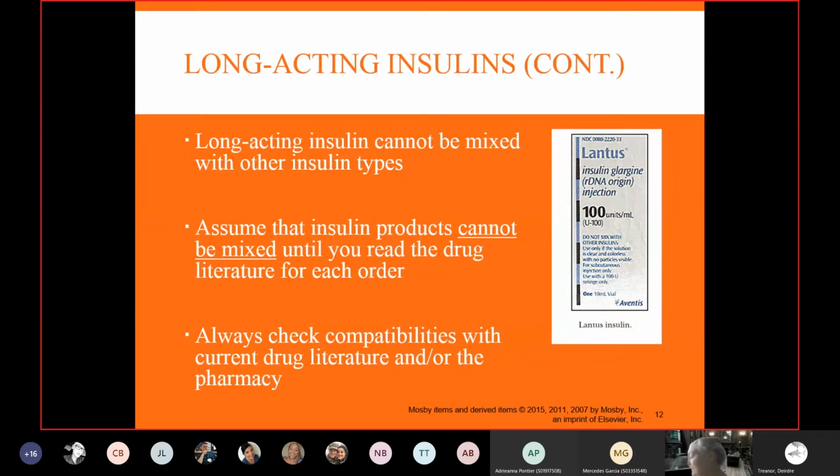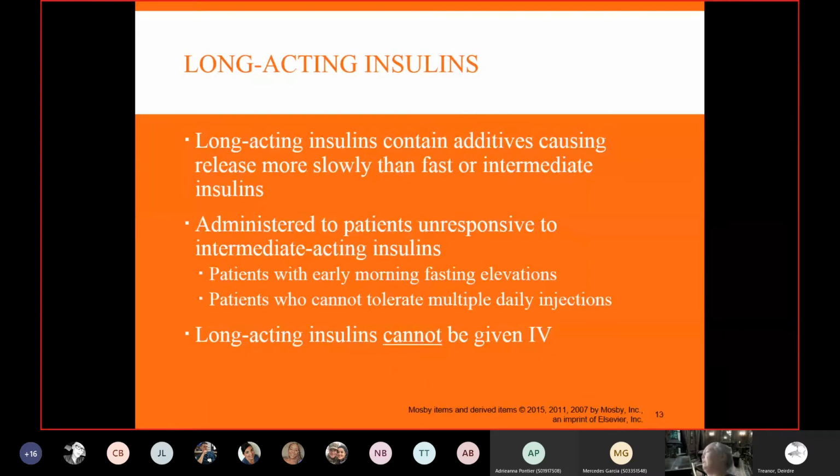Also, anyone who's on a fast or intermediate acting or a long acting insulin, so basically anyone who's on an insulin, should always have a bedtime snack. Okay, we talked about the additives given to patients who are not responsive to intermediate acting. So those will be people who have early morning fasting elevations or who can't or won't tolerate multiple injections. Unlike regular, long-acting insulins cannot be given IV.